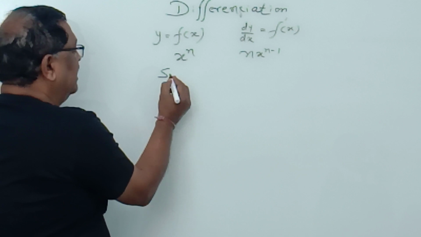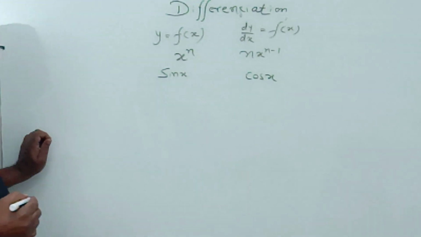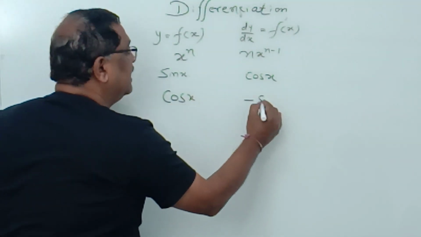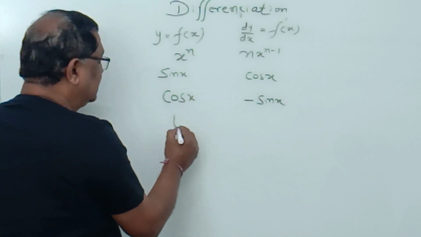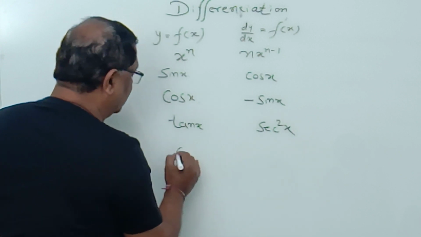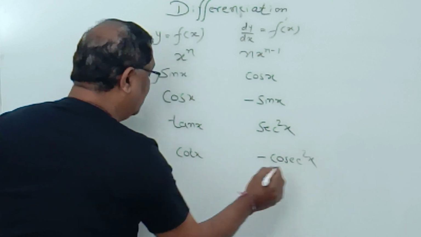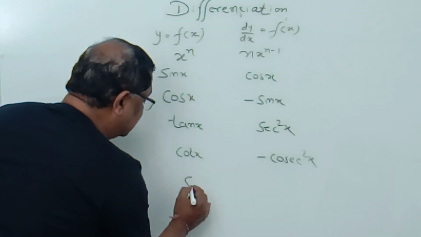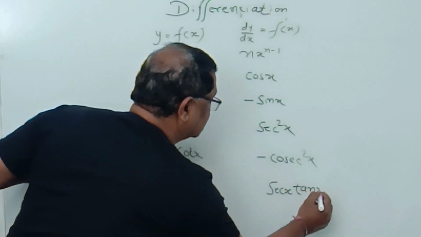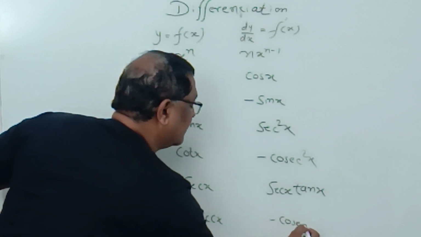Then sin x: if you derive the derivative of sin x by first principle, you get cos x. The derivative of cos x is minus sin x. The derivative of tan x is sec square x. The derivative of cot x is minus cosec square x. The derivative of sec x is sec x tan x. And the derivative of cosec x is minus cosec x cot x.